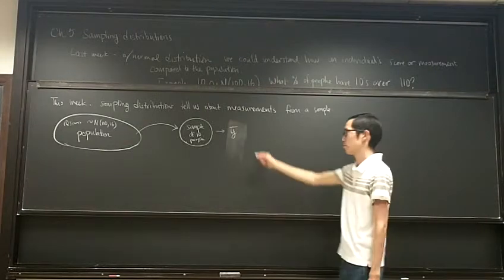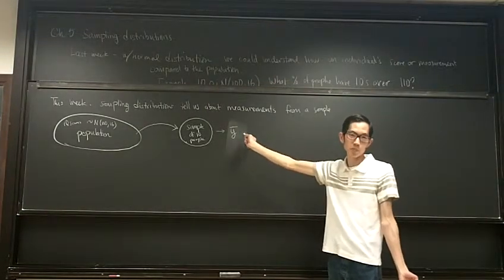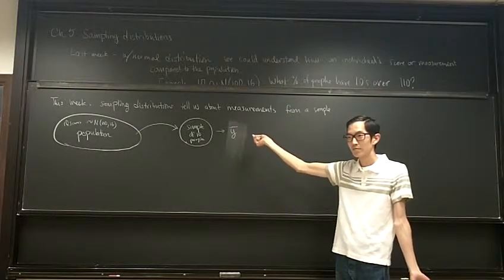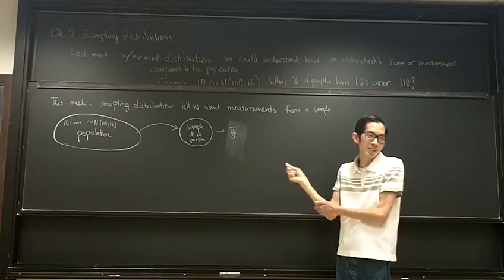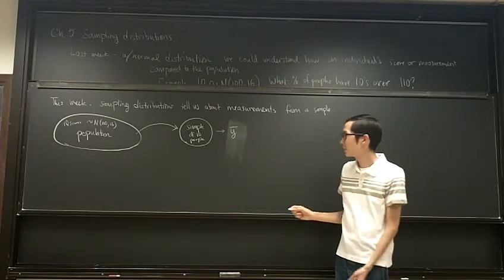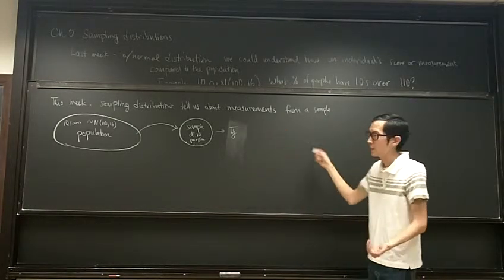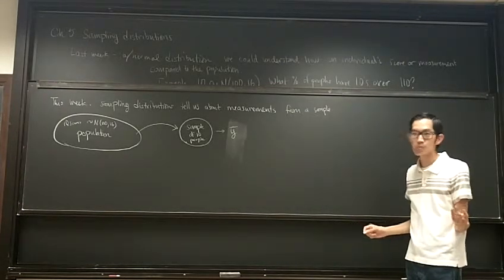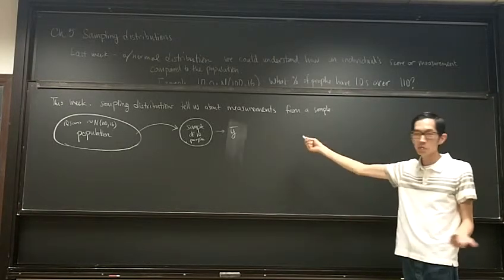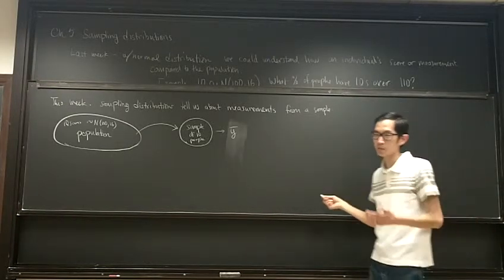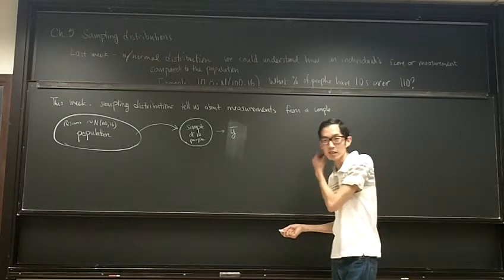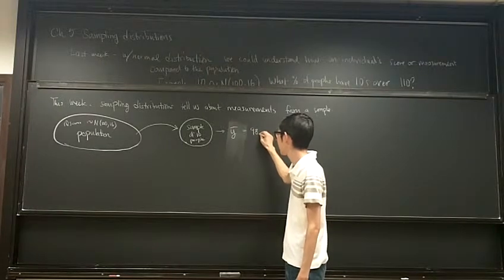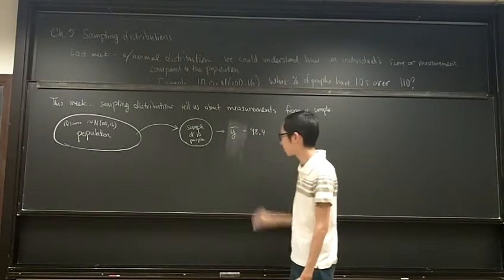What value might y bar be? It could be anything, right? Something near 100? Yeah, something close to 100, right? So it's the average. We took 10 random people, and we measured their IQs, and we took their average. So we're expecting something close to 100. Maybe it's 101, maybe it's 100, maybe it's 99, 98. It's some value. So let's say it's 98. I'm just making up a number here. Or 98.4.